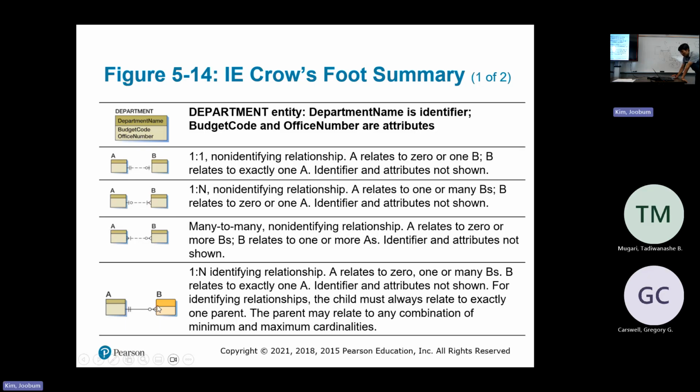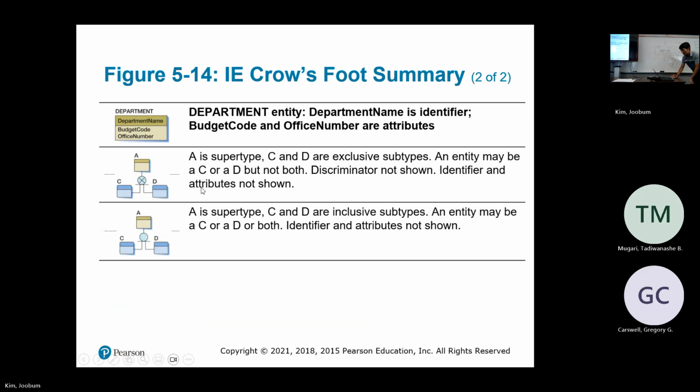Okay, and then one-to-many. This is a solid line. That means this is a strong entity and this is a weak entity. Okay. Similarly, this is an exclusive subtype. This is an inclusive subtype. Okay. So this is the meaning of the different symbols.